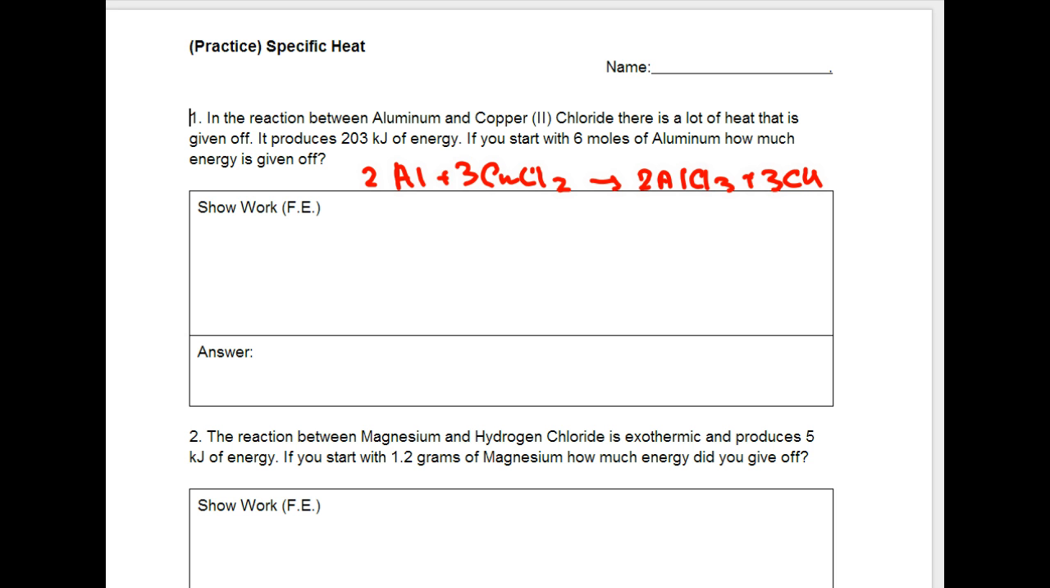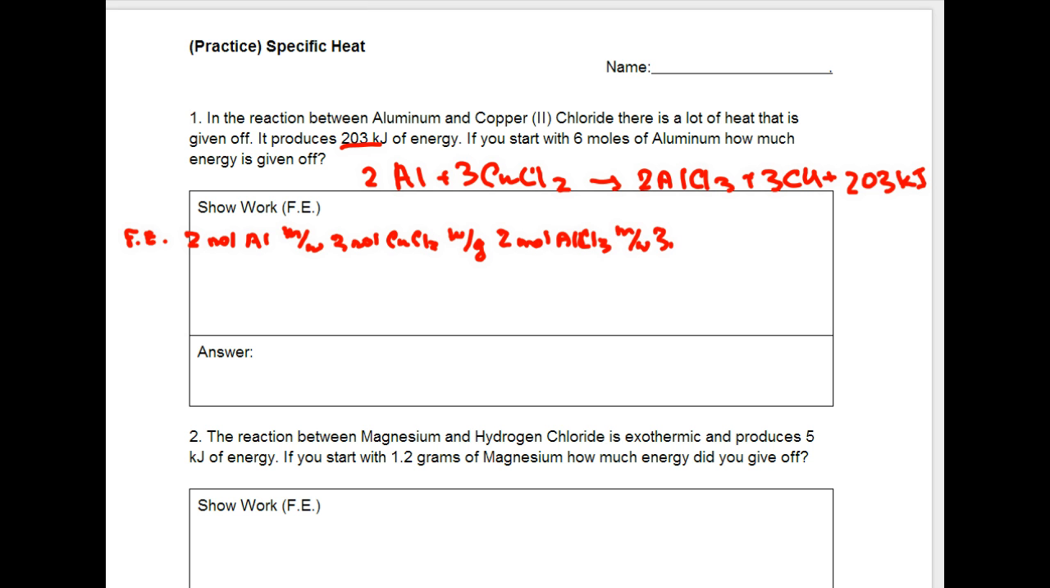And if we have this reaction and we know that it's producing 203 kilojoules of energy, we can also write it out here. So this would be our "for every" statement. For every 2 moles Al mixed with 3 moles CuCl2, we get 2 moles AlCl3 mixed with 3 moles Cu mixed with 203 kilojoules of energy. And that's the reaction that we have.